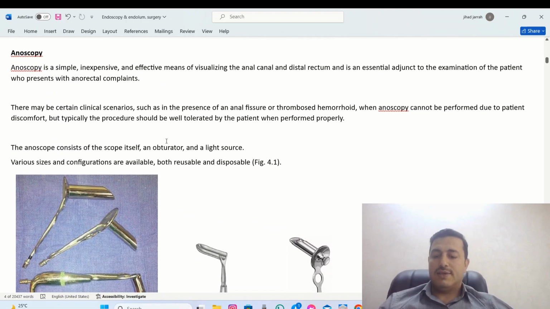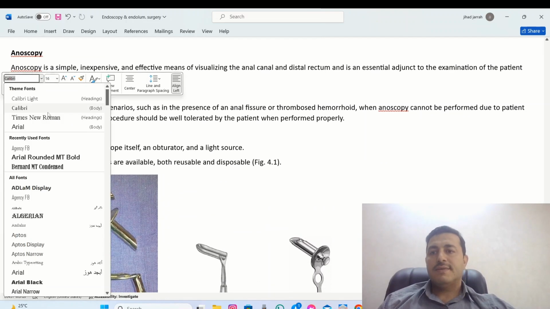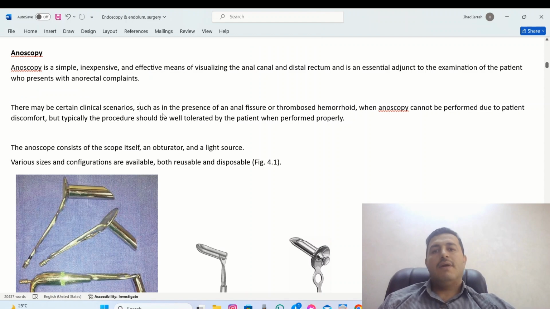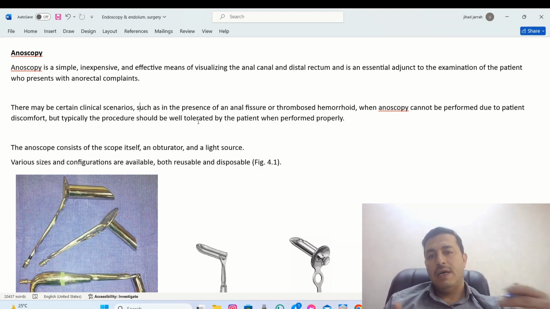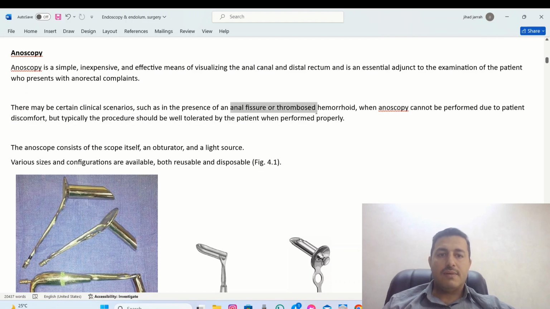Let's move to anoscopy. Anoscopy is a simple, inexpensive, outpatient, in-office procedure that can be performed. Of course, we have contraindications. They are similar to the contraindications we reviewed when we talked about digital rectal exam, such as fissures and thrombosed hemorrhoid, which will make it uncomfortable for the patient.